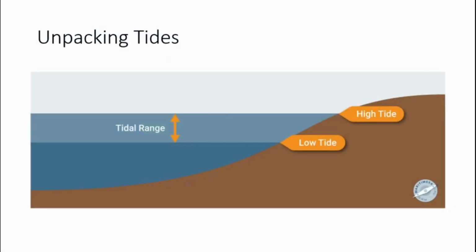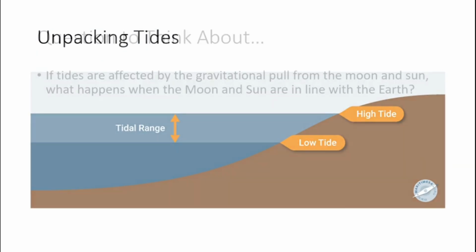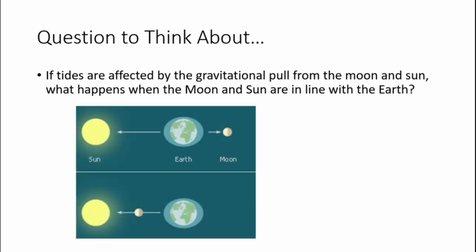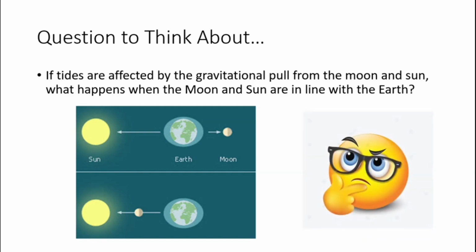The difference in water level between high tide and low tide is known as the tidal range. Here is a question for us to think about. If tides are affected by the gravitational pull from the moon and the sun, what happens when the moon and the sun are in line with the earth? The answer to this question is spring tides.